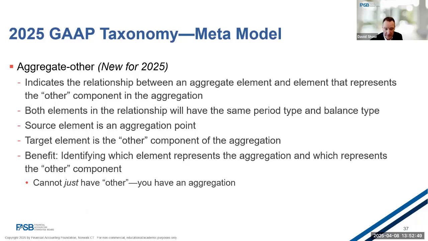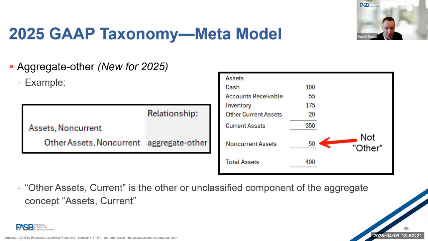The source or parent element is the aggregation point, and the target or child element is the other component of the aggregation. The benefit of providing this relationship is that it clearly identifies what is the aggregation and what is the other component. So for reporting purposes, you can't disclose that you just have an other if you do not provide any further breakdowns. At that point, you're only reporting an aggregation. I have an example on the next slide to illustrate that. So next slide, please. Thank you.